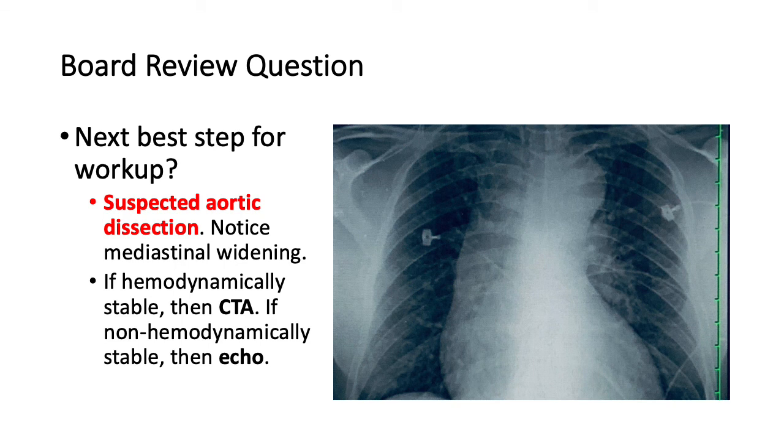Given the clinical context of an elderly male with cardiovascular disease risk factors and clinical symptoms of syncope after chest and neck pain, there's a high clinical suspicion for aortic dissection. And when you look at the imaging, you'll notice mediastinal widening. If the patient is hemodynamically stable, meaning they have vital signs that are within normal limits relatively, then CT angiography or CTA is the appropriate next step. But if the patient is hemodynamically unstable, then echo is the next best step.